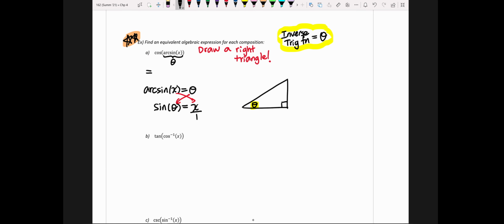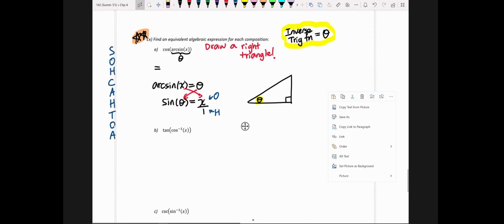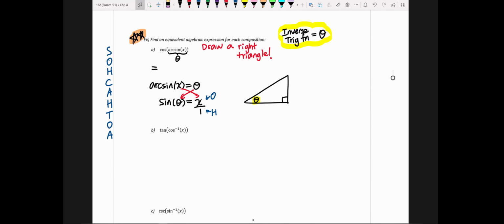So once we set the inverse trig function equal to theta, we get a trig function of theta is equal to a ratio. And we know that sine is opposite over hypotenuse, cosine is adjacent over hypotenuse, and tangent would be opposite over adjacent. Okay, so that's the SOHCAHTOA reminder. So since sine of theta is opposite over hypotenuse, that means that in our right triangle, the ratio of opposite to hypotenuse is x to 1.